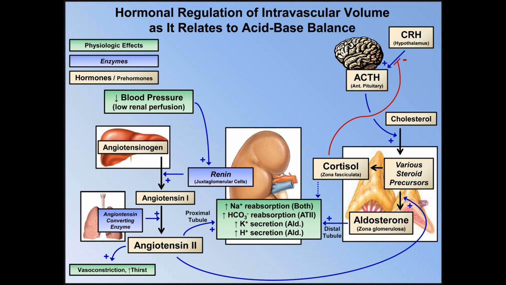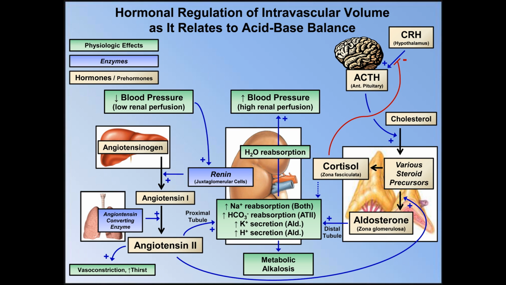One of the net results of all this, of course, is a metabolic alkalosis. In addition, the sodium reabsorption promotes water reabsorption, which in turn increases blood pressure and thus renal perfusion. High renal perfusion is responsible for negative feedback on the juxtaglomerular cells and subsequent decreased renin secretion. Although a complete discussion of the regulation of intravascular volume would also include things such as ADH, ANP, and other hormones, this diagram is sufficient for an understanding of the generation of a contraction alkalosis.